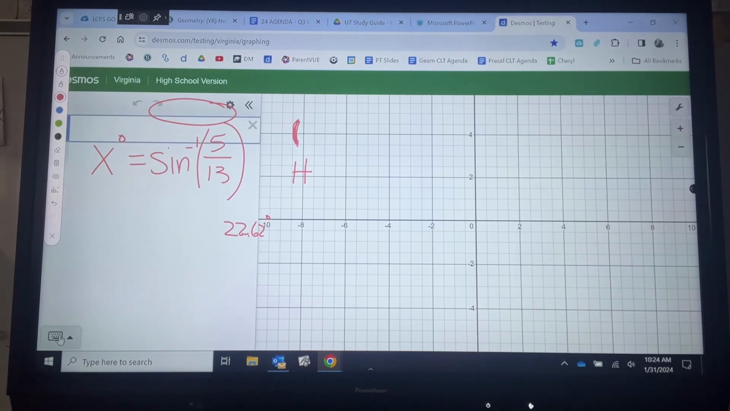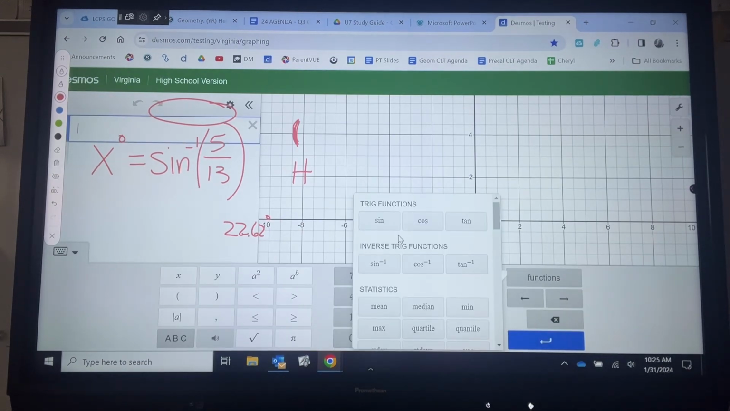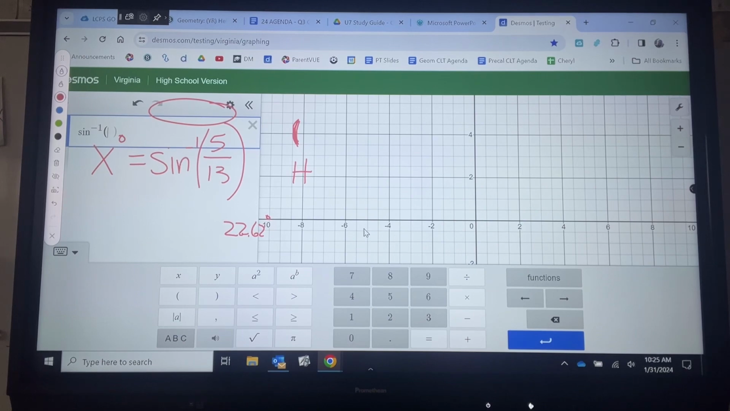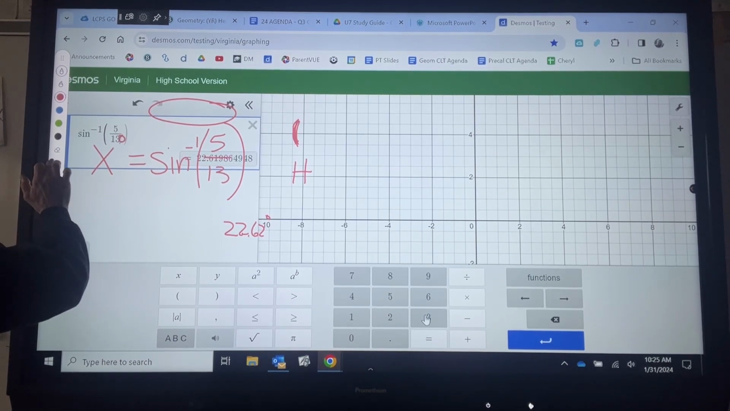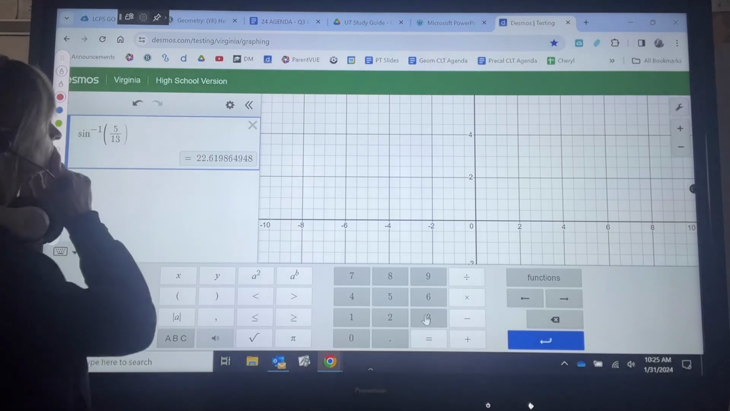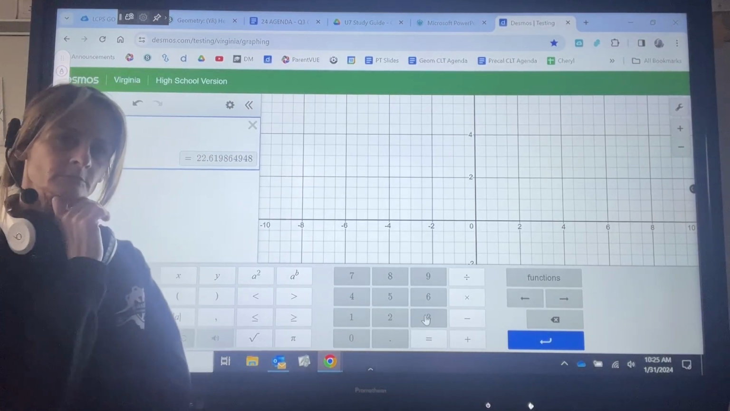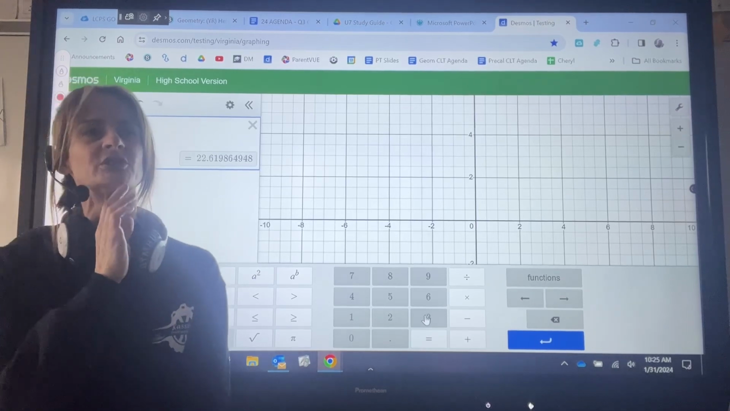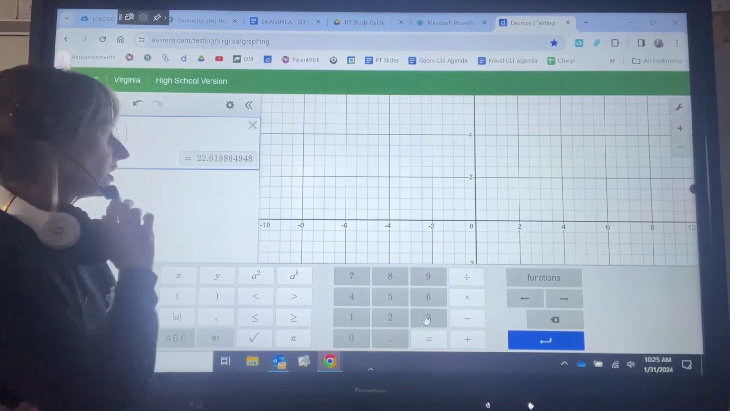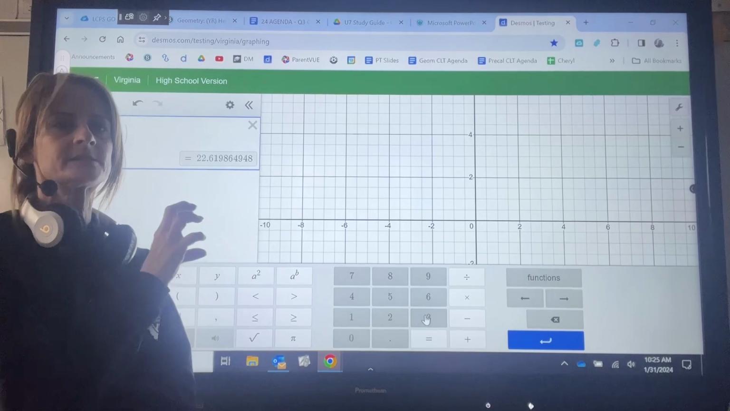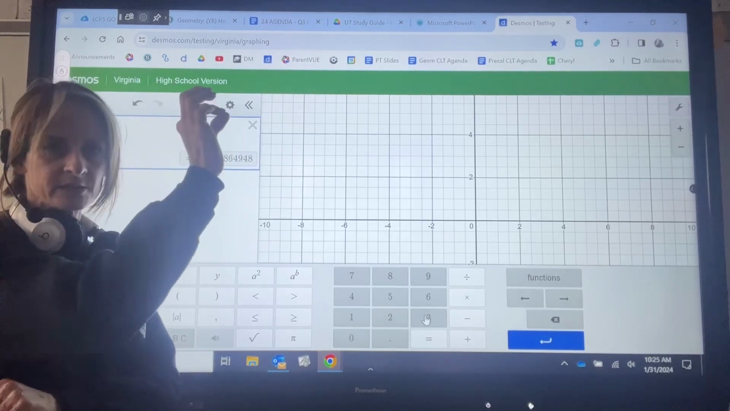Inverse sine of 5 divided by 13. So I got, sorry? Oh, that was degrees. So we're trying to find x in degrees, and then the degrees sign is right next to it.